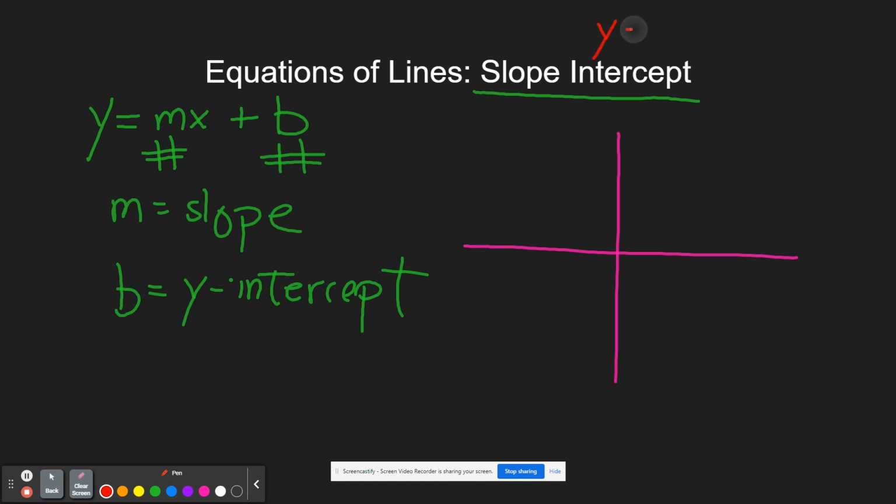So if we had y equals negative 3x plus 100, that would start up here at 100. And then that would go down very slightly. And that is what that equation looks like. Notice, positive y-intercept, negative slope.